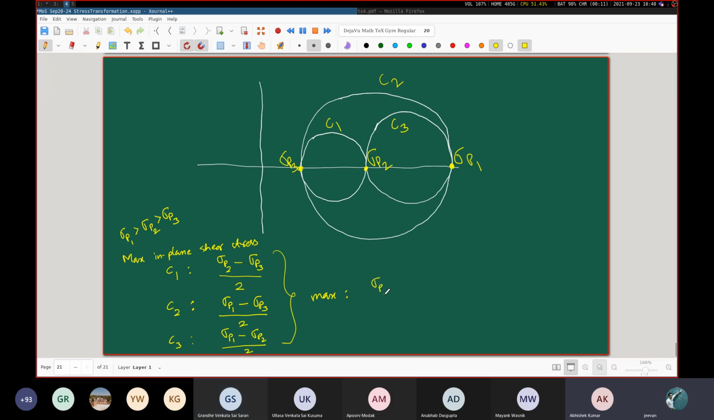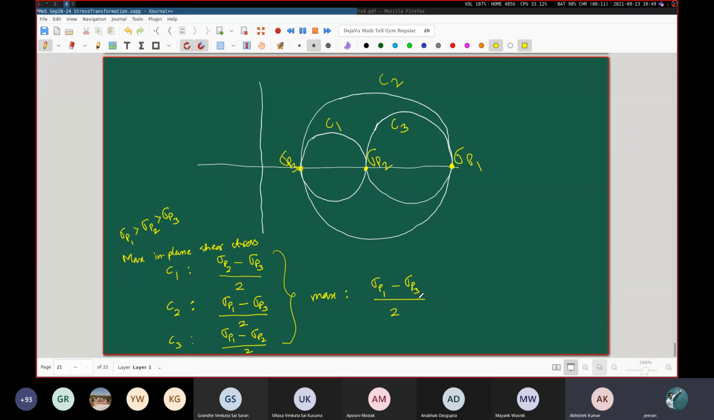Yes. So sigma P1 minus sigma P3 by 2 will be the maximum, because sigma P1 is greater than sigma P2 is greater than sigma P3. So the difference between the highest value and the lowest value will give me the maximum of all these three values. Individually considering the planes of 1 and 3, 2 and 3, and 1 and 2, they are the individual maximum in-plane shear stresses. But considering all of them, this is the highest value.